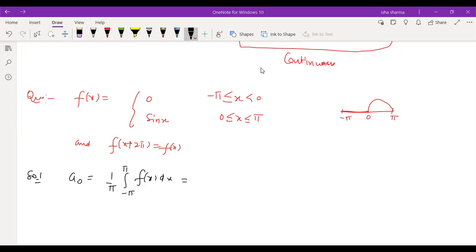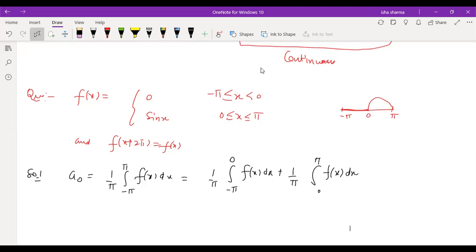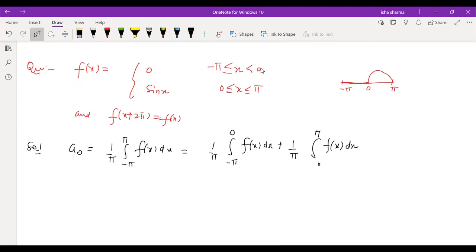while solving the integral, you will break the integral into parts, into your domains. So it will be 1 by pi times the integral from minus pi to 0 of f(x) dx plus 1 by pi times the integral from 0 to pi of f(x) dx. So as such, there is no change of formulas. Everything remains the same. It is just the way you solve the integral that varies. Wherever the breakpoint is given in your domain, at that point you have to split up.